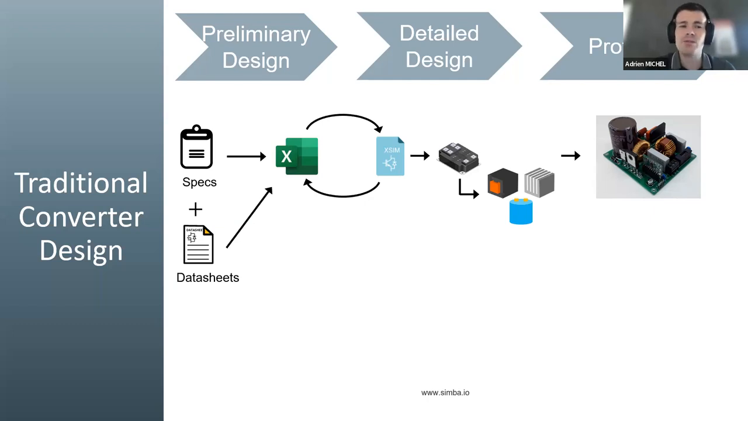Also, you will need to design your own magnetics. You will maybe also need to create, design and simulate your own cooling system and heating part. You will maybe also need to create your own controller, to write code manually, and also to create your PCB. And once everything is done, you will be able to make your own prototype, as you can see in the picture on the right side here.